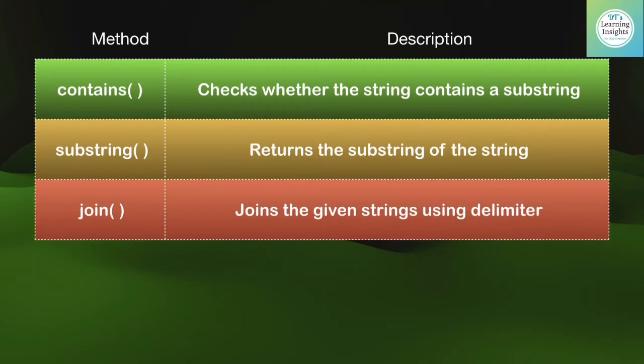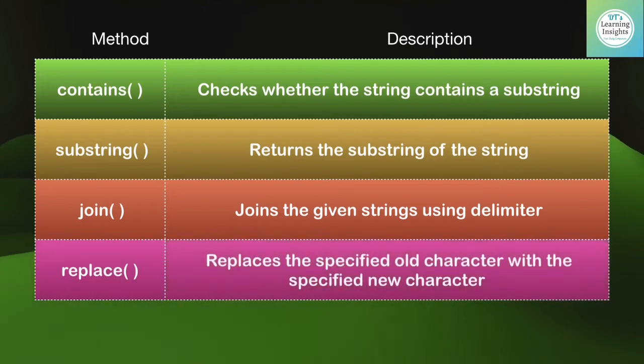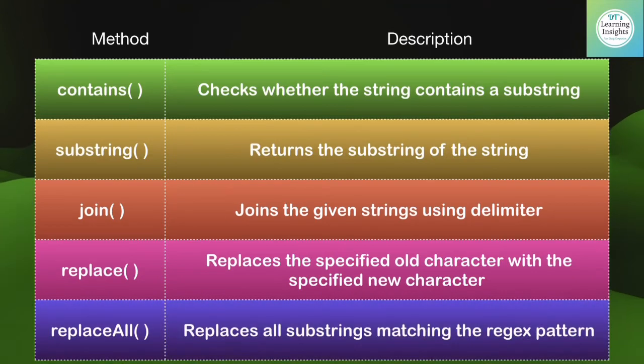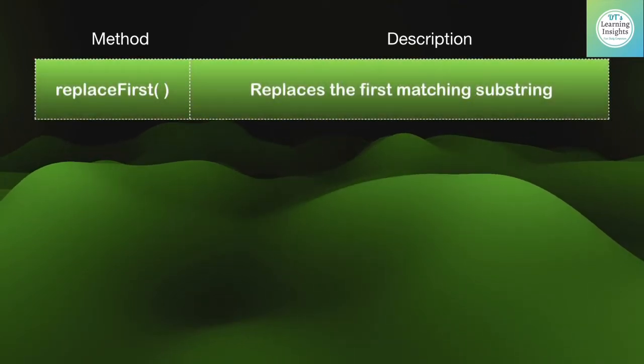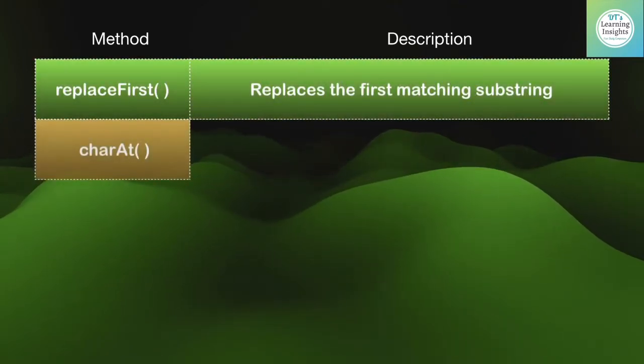Join. This method joins the given strings using the delimiter. Replace. Replaces the specified old character with the specified new character. Replace all. Replaces all the substrings matching the regex pattern. Replace first. Replaces the first matching substring.